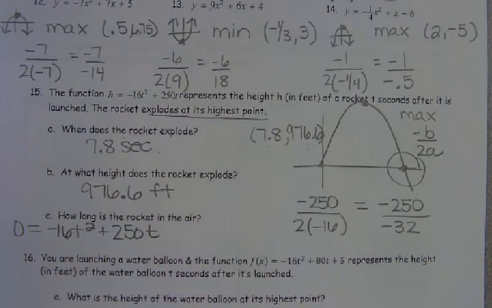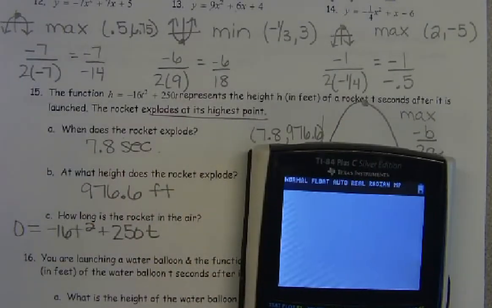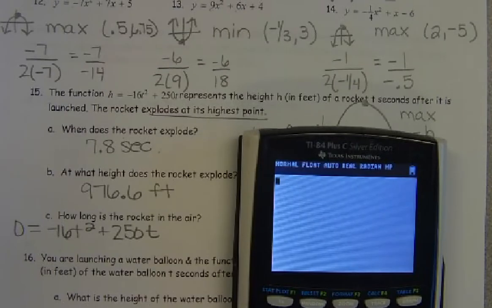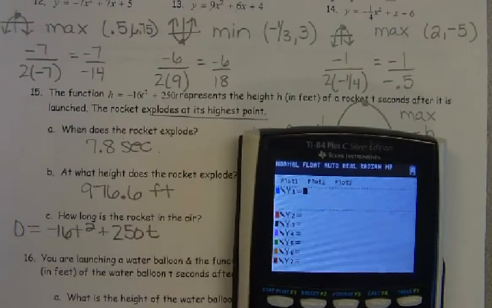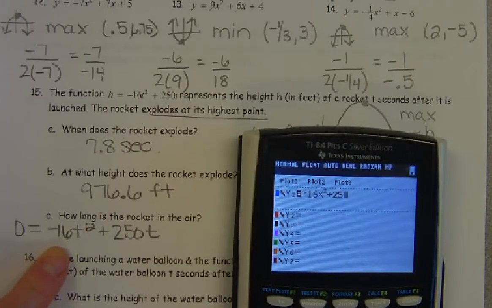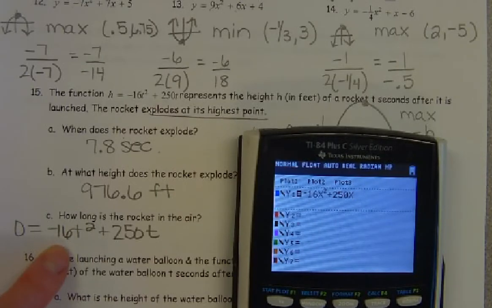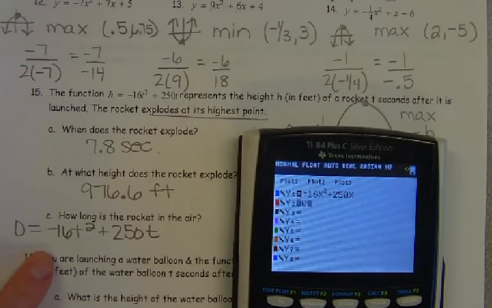The only way you have solved this up to this point has been by factoring. So today we're going to learn a different way of solving it. If you go to your y equals and clear it out, if you put in negative 16x squared plus 250x in your y1, and then in your y2 you put 0, and you hit graph.